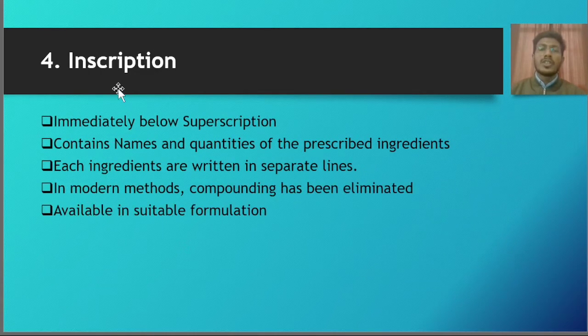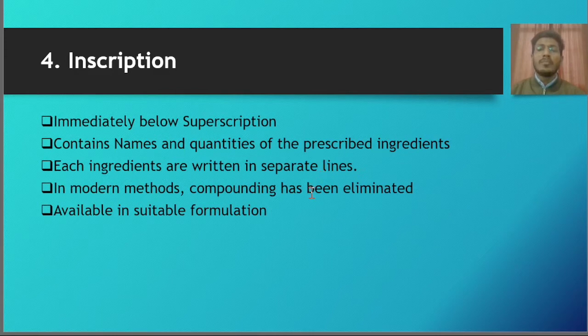After superscription comes inscription. Inscription comes immediately below the superscription. Inscription contains names and quantities of the prescribed ingredients. So this becomes the most important part of the prescription, where all the ingredients or all the drugs that should be given to the patient are listed. Each ingredient is written on a separate line. The prescriber does not mention two ingredients or two medications in one line. All the medications are listed on separate lines one by one.